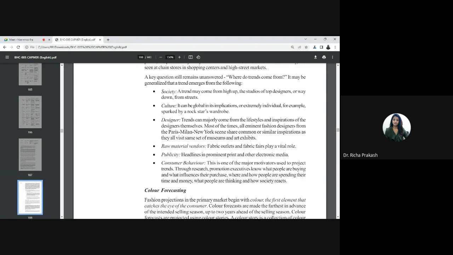Publicity, of course. You see it on TVs, on social media platforms, on hoardings outside, and you just follow something and it becomes a trend. Consumer behavior, how consumers behave, that is also one of the trend setters.